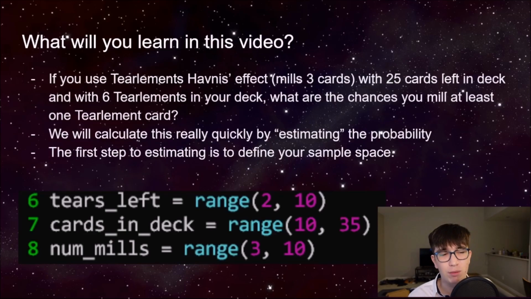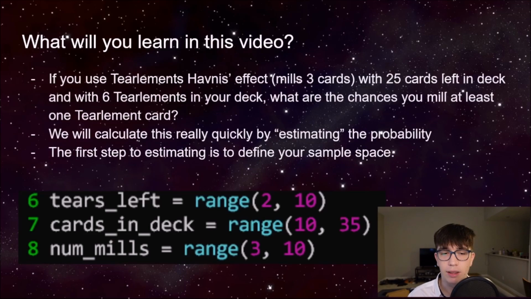Instead, we say, okay, well, you know what? The tiers left in our deck, there'll probably be around 2 in 10 of them. This is actually, if you're a programmer, technically 2 in 9 because ranges are not inclusive. But let's just make it simple: between 2 and 10 of them. The cards left in deck, I always say there's probably going to be around 10 and 35 of them left in your deck. And the number of cards you mill, usually somewhere between 3 and 10.